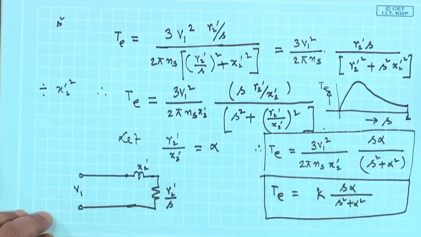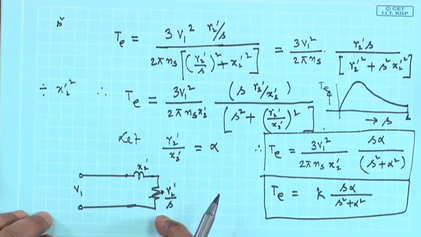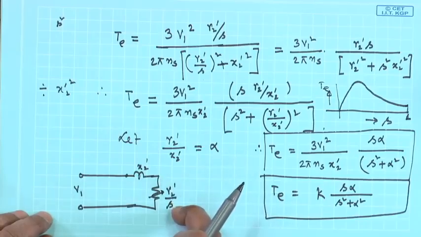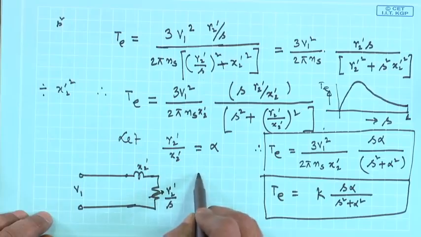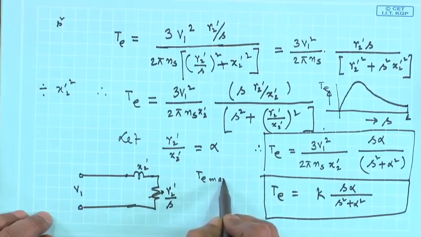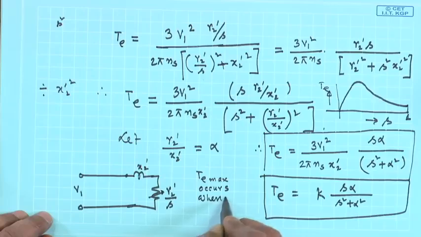Similar nature. And let us ask ourselves at what slip maximum torque occurs. Once again, it is a circuit where this resistance is being varied as slip changes. When the power in R2 dashed by S is maximum, then the torque will also be maximum. Therefore, T max occurs, by applying the maximum power transfer theorem, when R2 dashed by S is equal to X2 dashed.